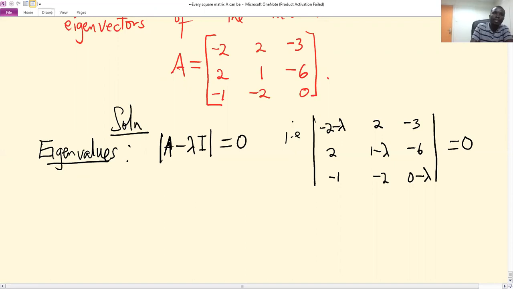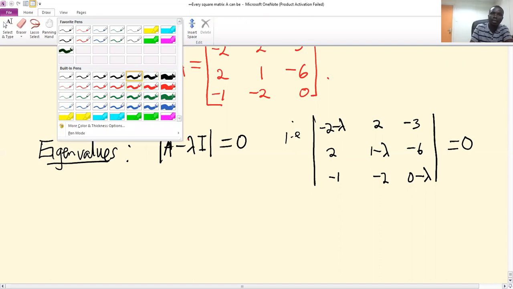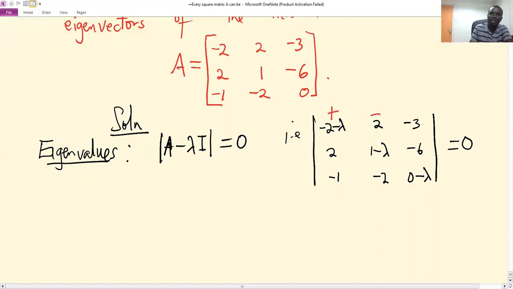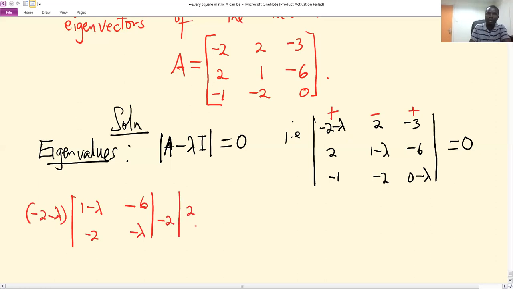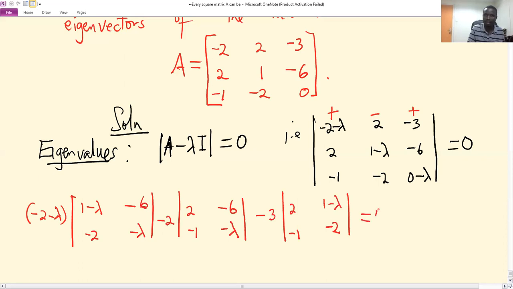Now we get the determinant by expanding along the first row, and the sign of this element is usually positive. This sign is negative, this sign is positive. The assumption here is that you know how to determine the determinant of a 3x3 matrix. So I'll have minus 2 minus lambda, the determinant of 1 minus lambda, minus 6, and then minus 2, minus lambda. Then minus 2, the determinant of 2, minus 6, minus 1, minus lambda. Minus plus minus is minus 3, the determinant of 2, 1 minus lambda, minus 1, minus 2, should give me 0.